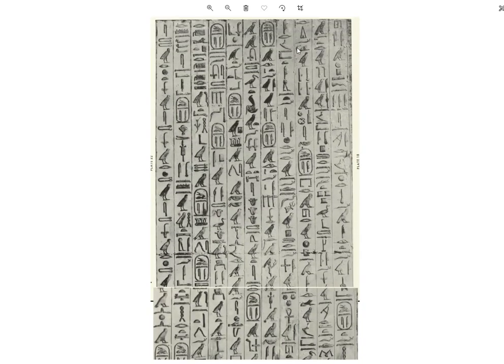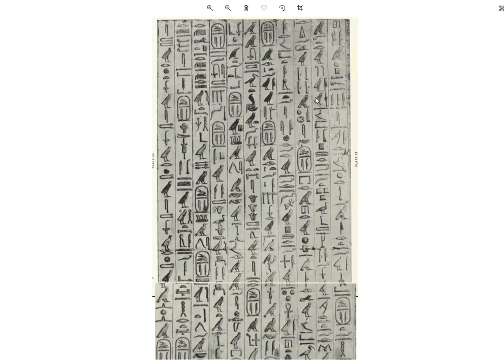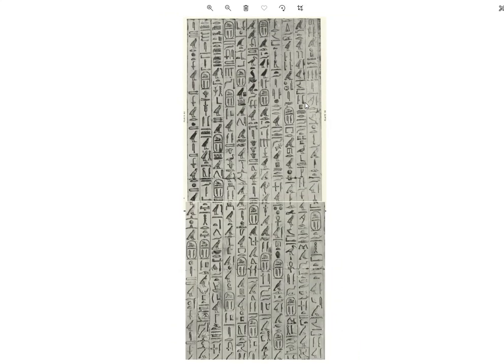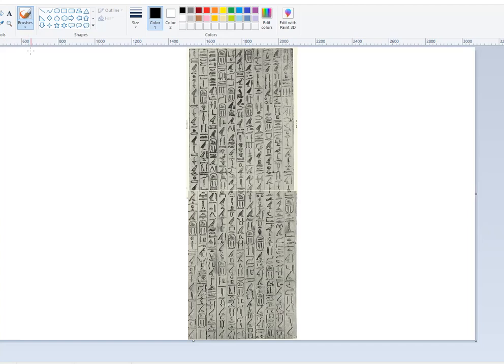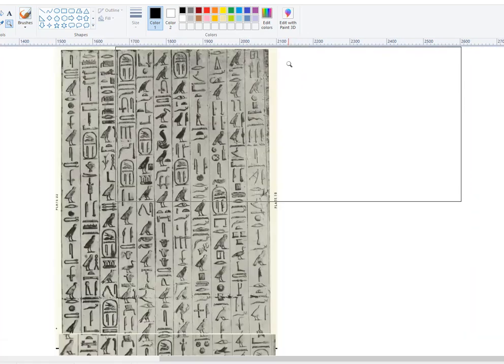So it's 1, 2, 3, 4, 5, 6, 7, 8 up to this point. So this is most of pyramid text 260, and it ends over here. And now what I've done in order to make this a little bit easier is I'm going to take this entire photo and put it into Microsoft Paint, so that I can go step by step so that you can see the hieroglyphic text as I try to read and translate it for you. So first, what we have to do is magnify this.